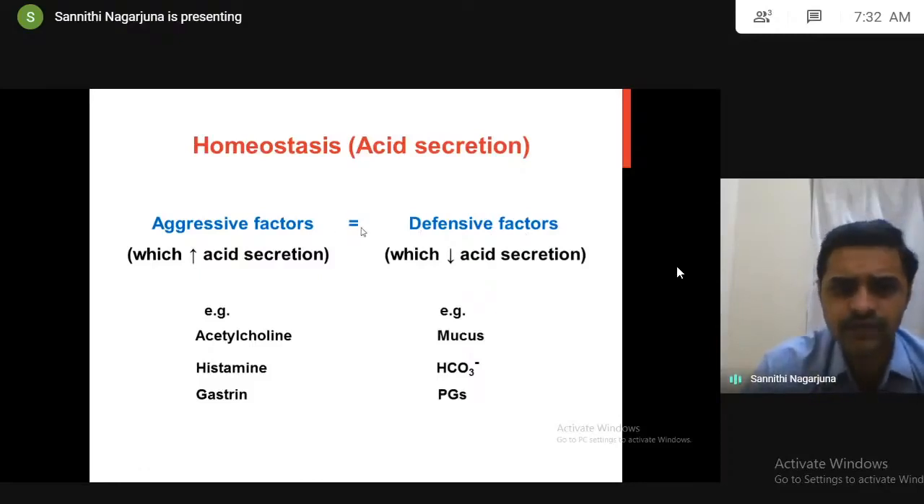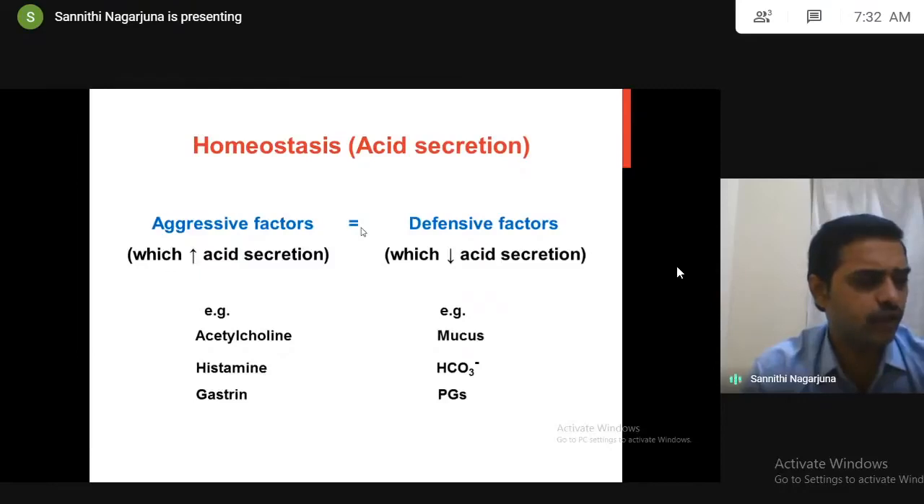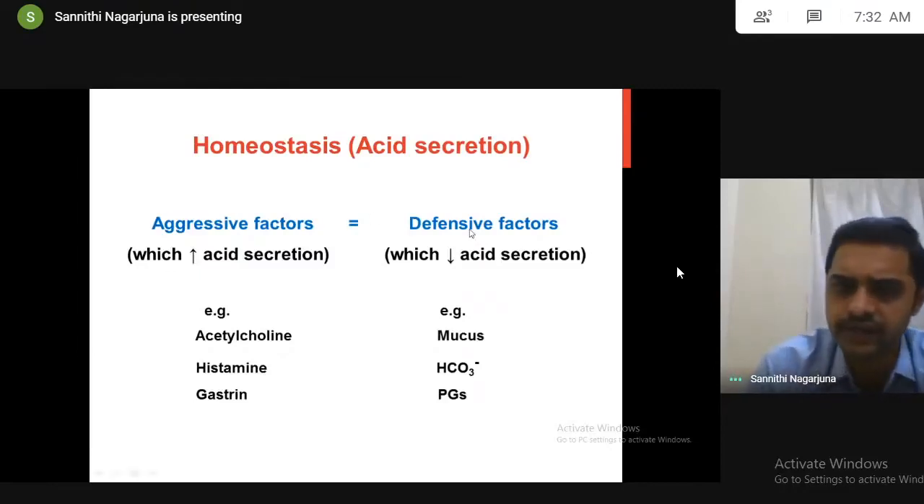Take persons who are fasting. Whenever you fast, because of the empty stomach, more and more acid secretion will be there. Immediately the defensive factors will be released, which will balance the acid secretion. So this spicy food and this fasting are not at all reasons for ulcers. As long as homeostasis is maintained, a person cannot develop ulcers, nothing will happen.